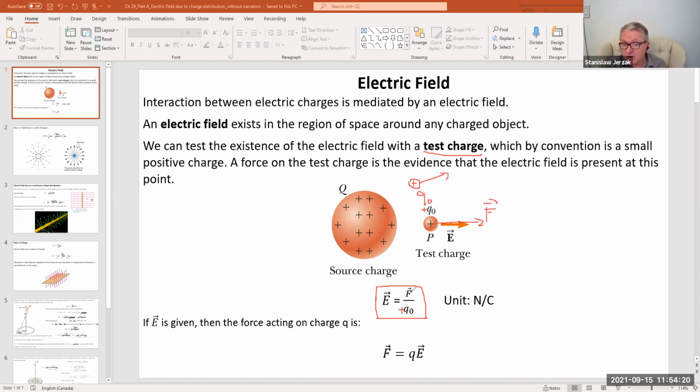And the unit of electric field is what? Unit of force is Newton, unit of charge Q0 is Coulomb. So unit of electric field is Newton per Coulomb.